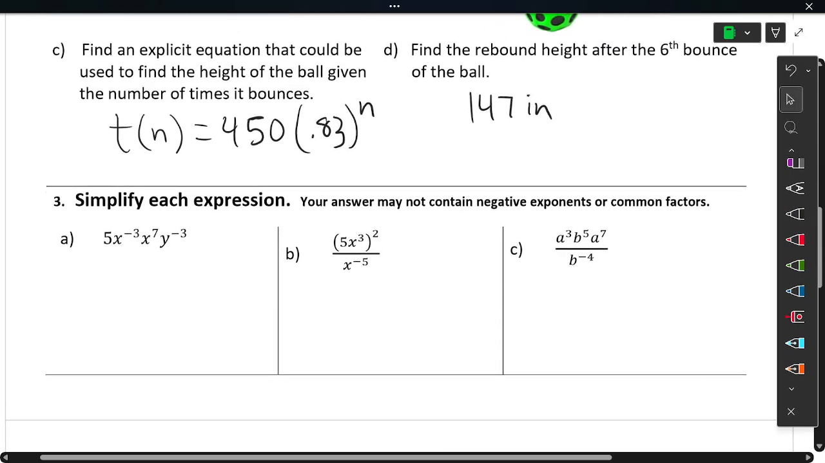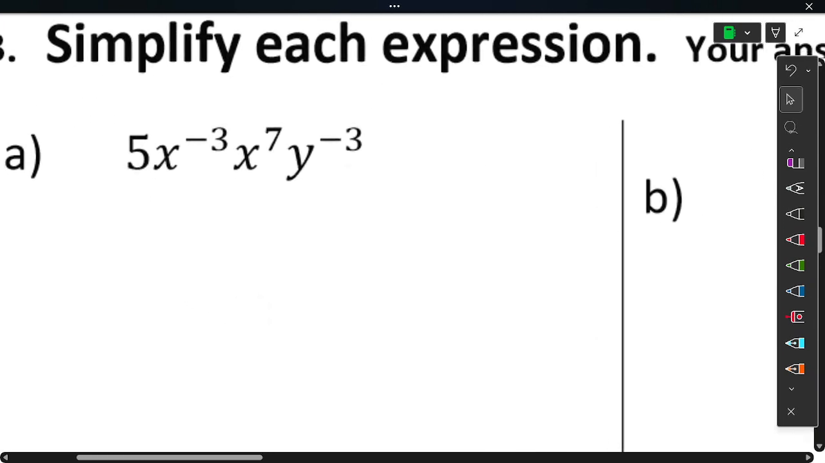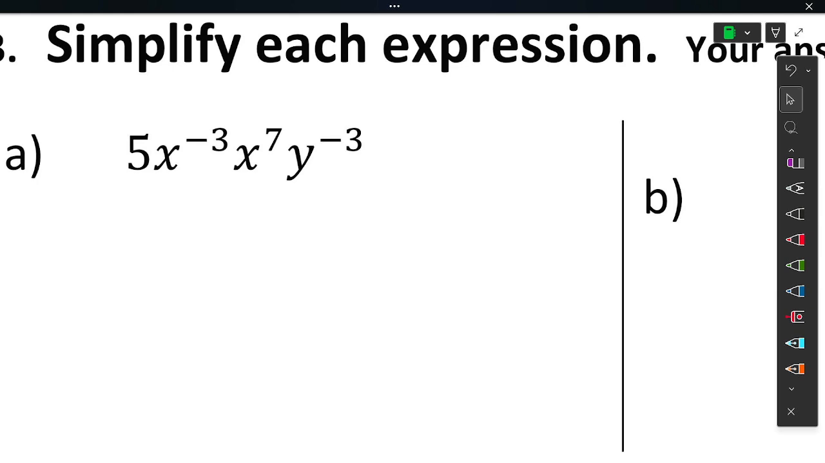Next question says simplify each expression, and there's 3 of them here. Let's take a look at this first one. This first one has 3 things that are being multiplied. There's 5, there's some x's and there's some y's. Remember, negative exponents indicate that we're dividing by that thing. So if I look at this part of it, what's happening is I've got some number, I'm dividing by x 3 times, and then I'm multiplying by x 7 times.